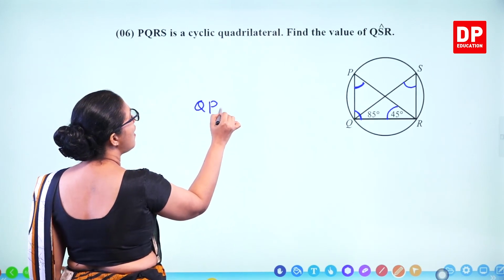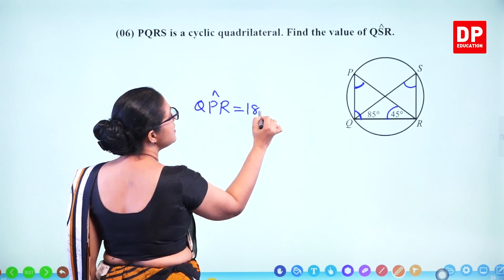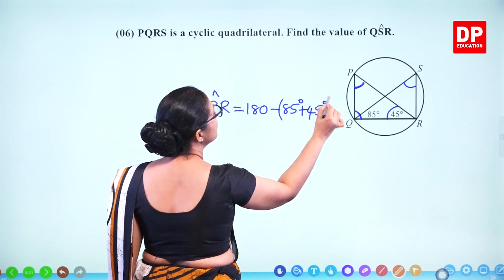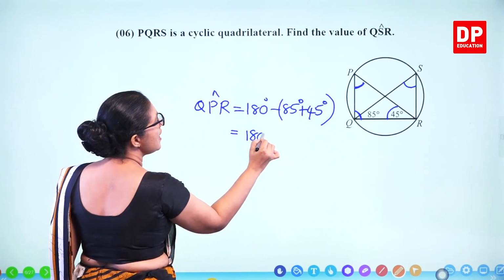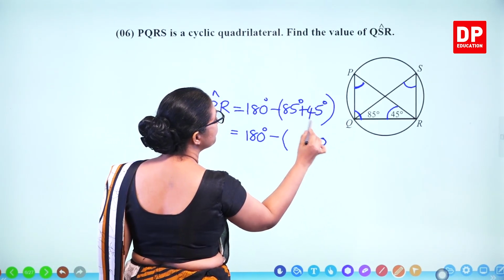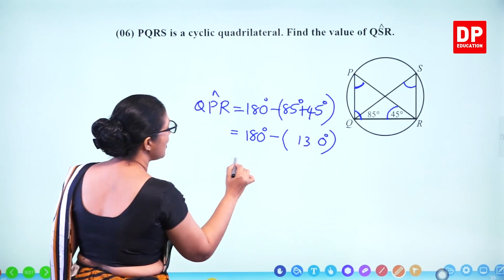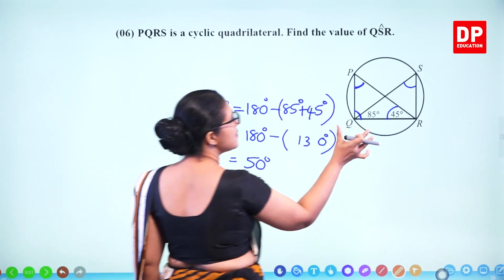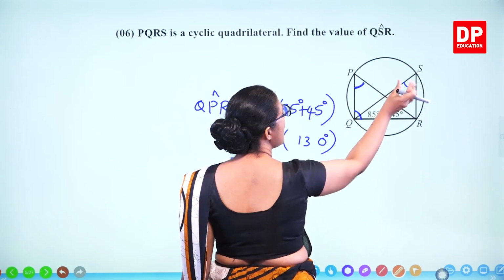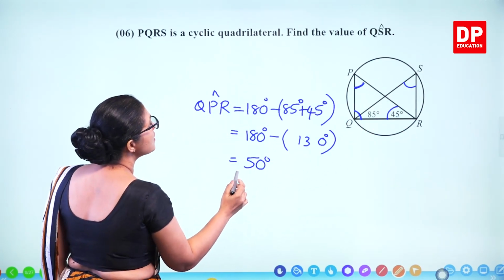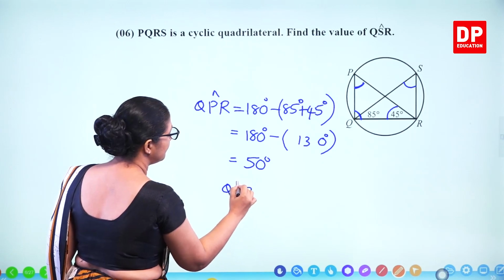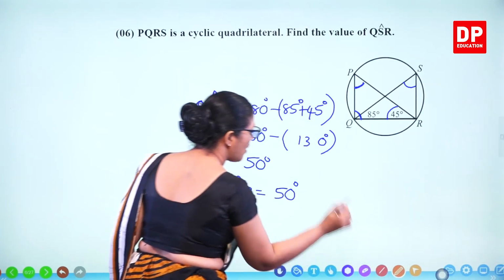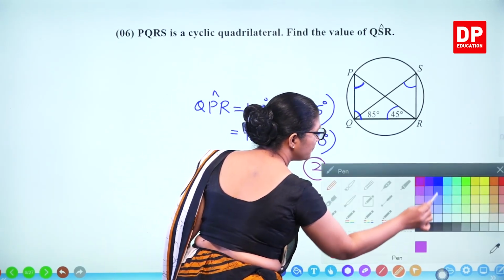What's QPR angle? 180 minus adding 85 and 45. 180 minus, add these two, 130. So you get 50 degrees. Now this is 50 means this is also 50. Same segment angles are equal. So what's QSR angle? Same as this. So 50 degrees. 2 marks for the question.